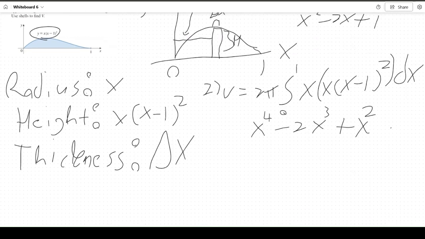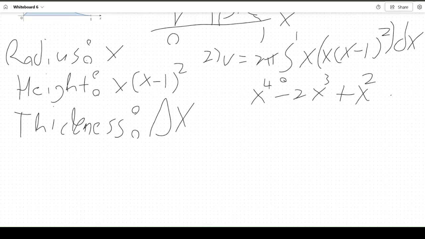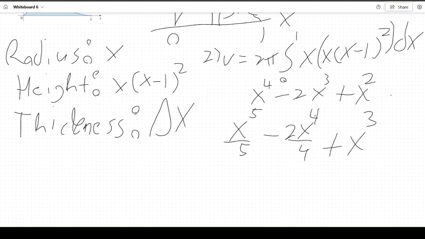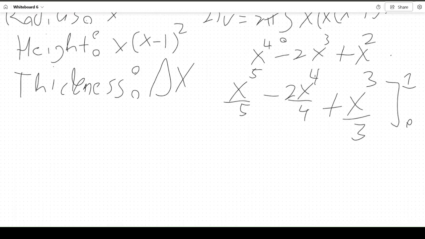So now let's integrate this. Let me make more room here. So x to the power 4 minus 2x to the power 3 plus x squared. Let's integrate this, very easy. x to the 5 over 5 minus 2x to the power 4 divided by 4 plus x to the power 3 over 3, from 0 to 1. Now let's plug in our values here.